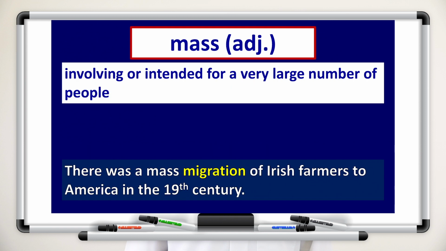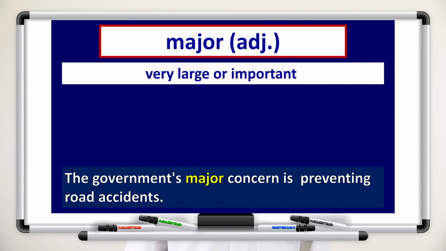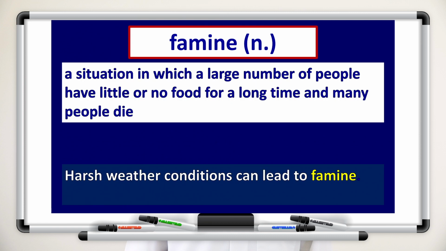What does the word mass mean? Mass is involving or intended for a very large number of people. There was a mass migration of Irish farmers to America in the 19th century. Major is an adjective that means very large or important. The government's major concern is preventing road accidents. And famine is a situation in which a large number of people have little or no food for a long time, and many people die.